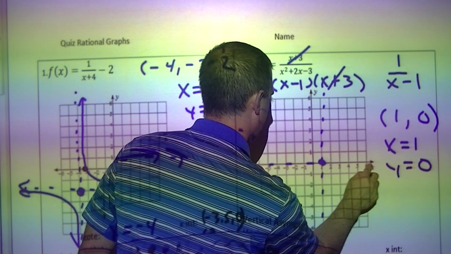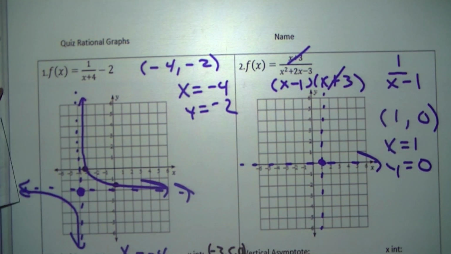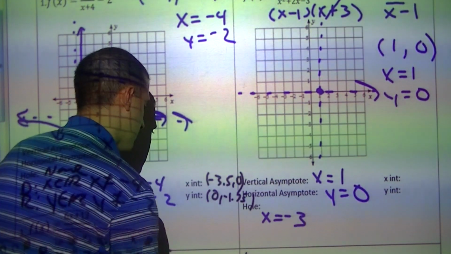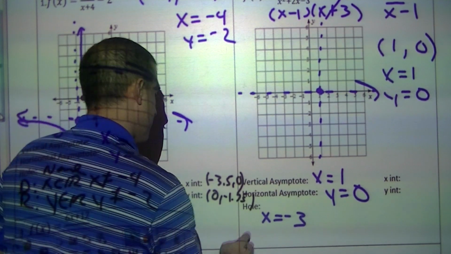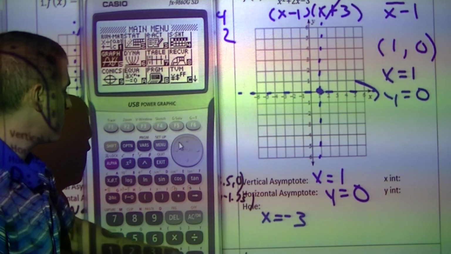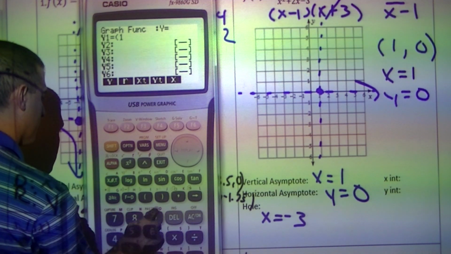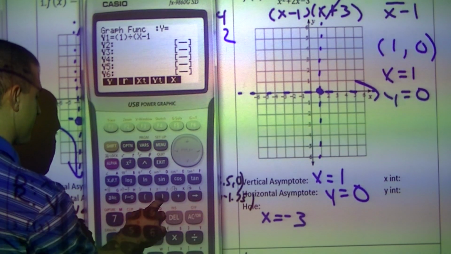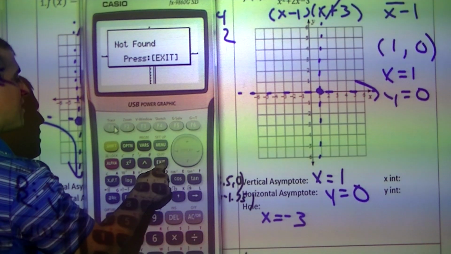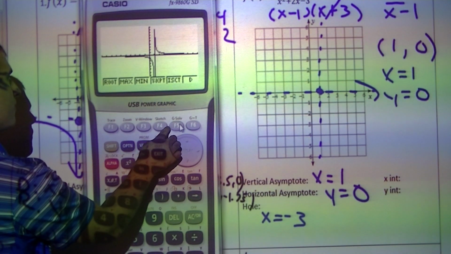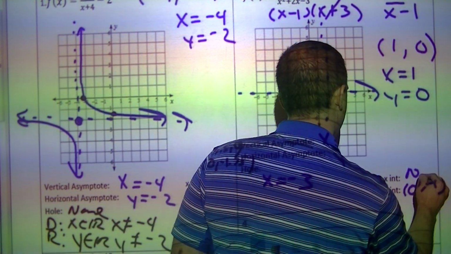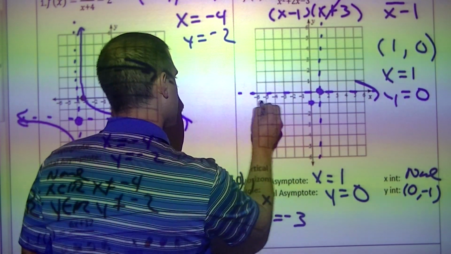So as I write this stuff in, x equals 1, y equals 0. All right, there's my hole. Now I'm going to graph it: go back into menu, graph. Now I'm just going to graph the part that was left over, 1 divided by x minus 1. And I'm going to draw. It looks like that. G-Solve root. I've got no x-intercept. G-Solve y-intercept: 0, negative 1. So I got 0, negative 1 here. None for here. So this is what my graph looks like.